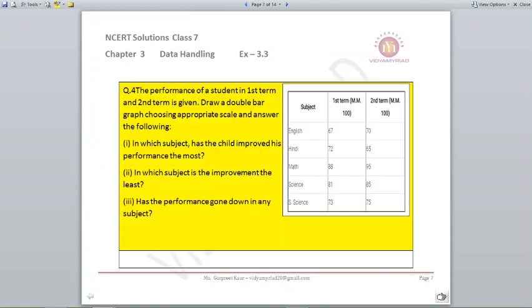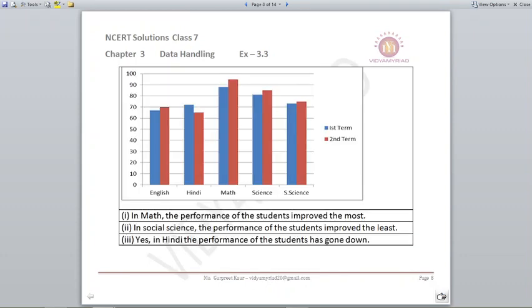Question number 4. The performance of a student in the first term and second term is given. Draw a double bar graph. Here first term marks are given, second term marks are given, and subjects are given. Let me show you the graph. The graph looks like this. Your blue bar is representing the first term marks and your red bar is showing the second term marks.